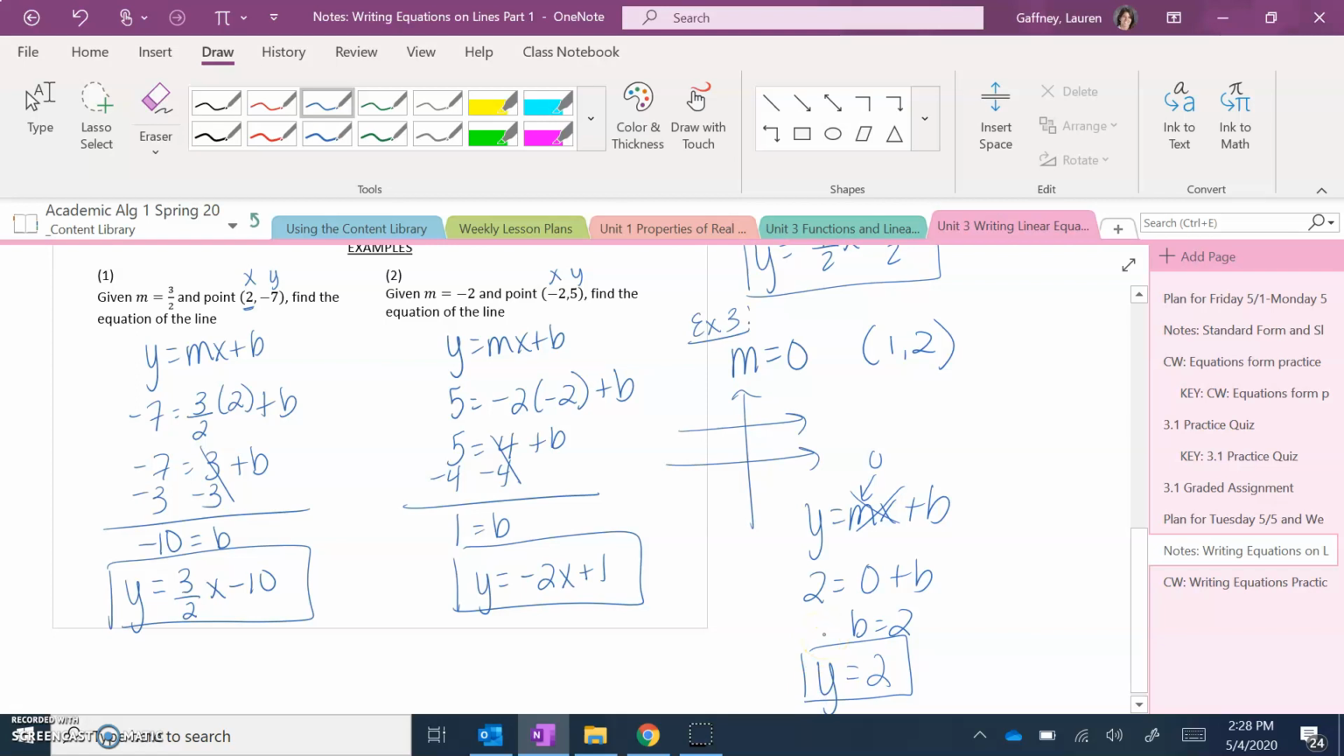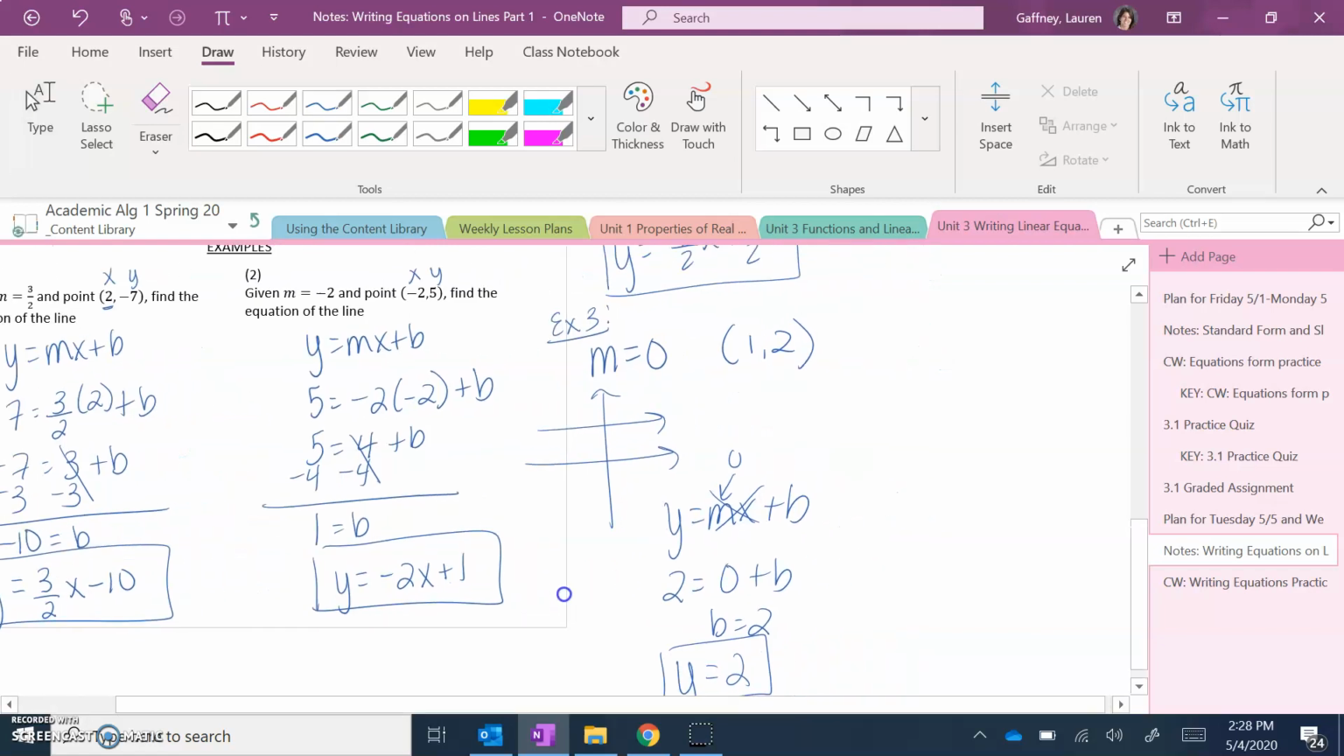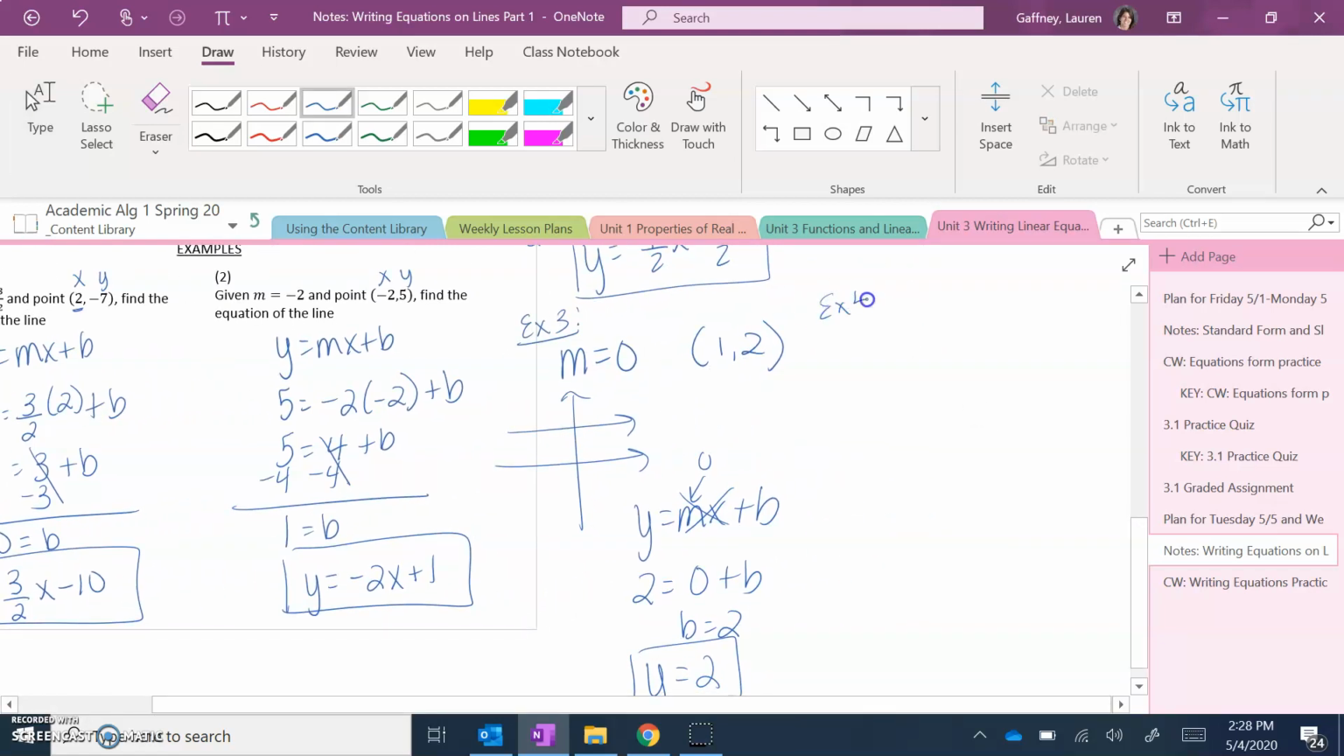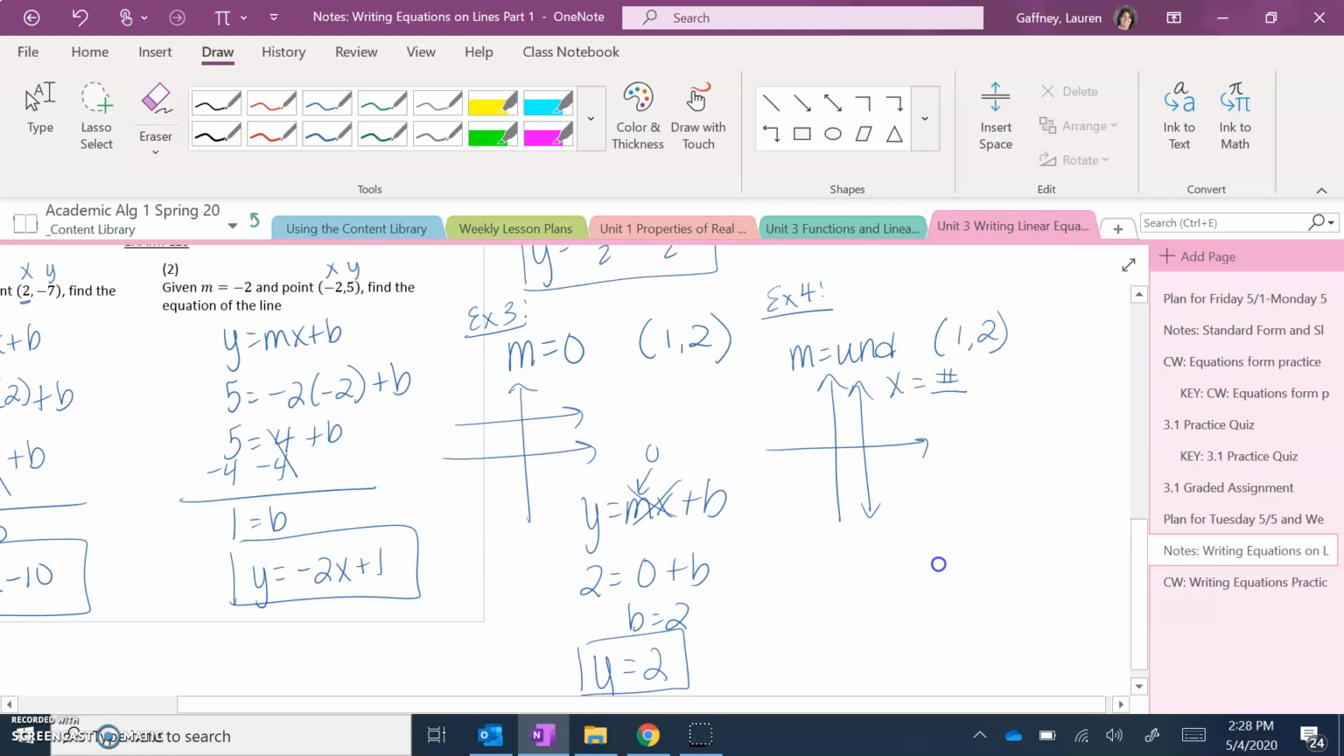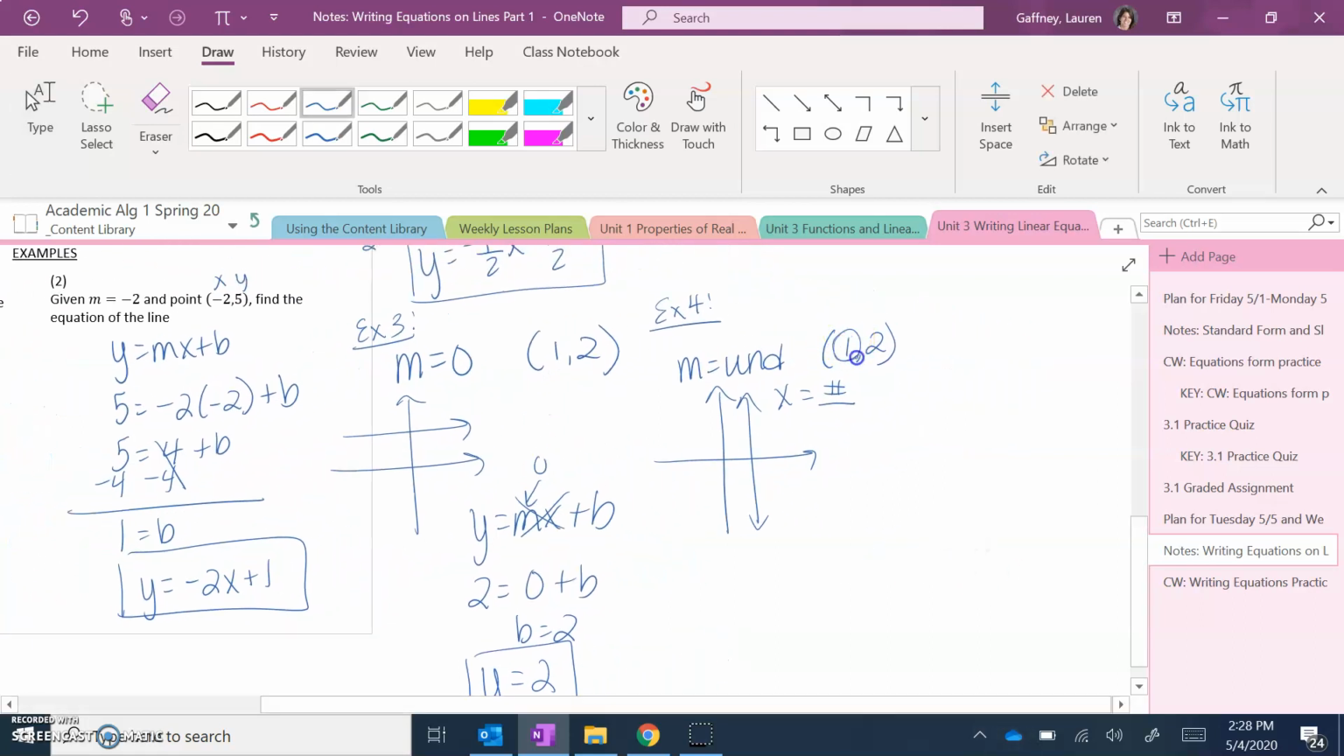Okay? Also, real quick, sorry, let's do the other special case here. If I told you that your m is undefined and it goes through the point 1, 2, that means you have a vertical line like this. And a vertical line like that means you have just an x equals a number equation, right? And in this case, it would just be the x value that they give you. So x equals 1. Okay?